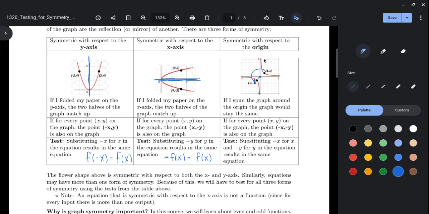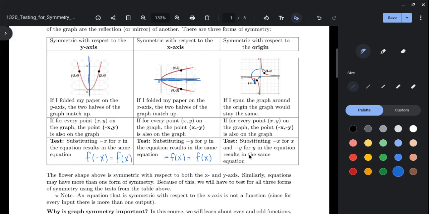Another way that you could talk about symmetry with respect to the origin would be that it's symmetric across the x and the y axis. So if I were to reflect this across the x-axis and then reflect it across the y-axis, then our graphs overlap, which would also be true. But you could also think of this as rotational symmetry. So if I rotate my graph about the origin, I should get the same thing.